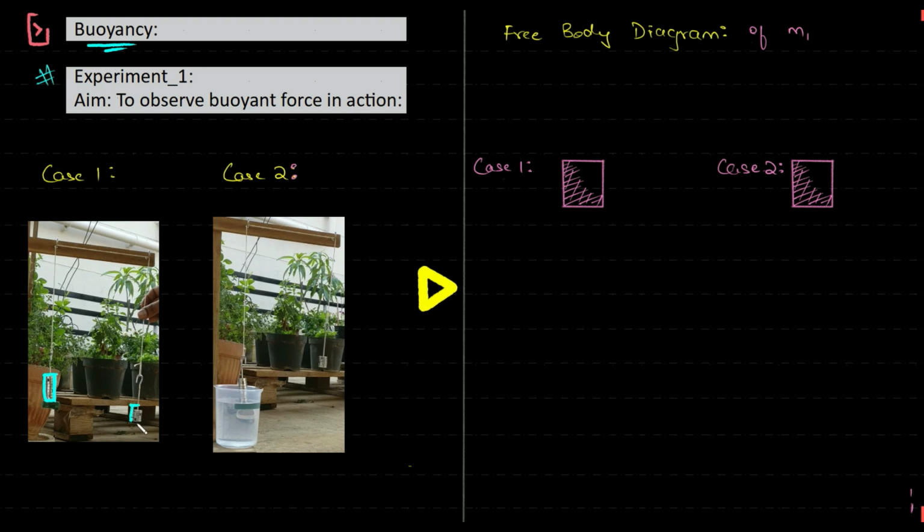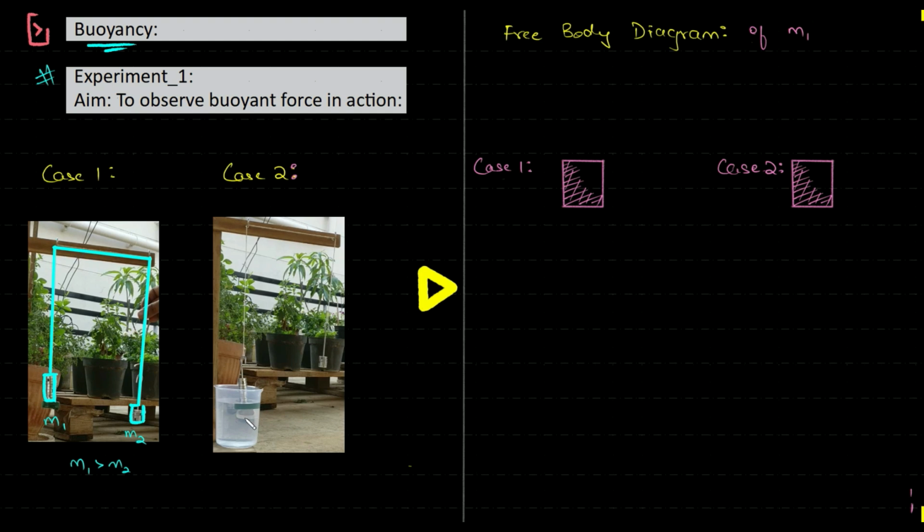We have two masses, m1 and m2. Clearly m1 is more than m2, right? And also we need to make a note that m1 is attached to m2 with the help of a thread. And these two are just hung, it's not tied.